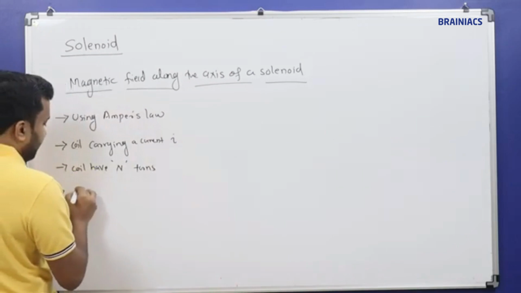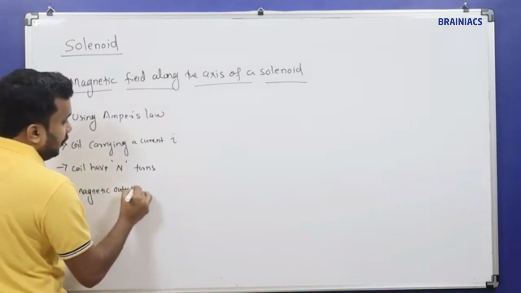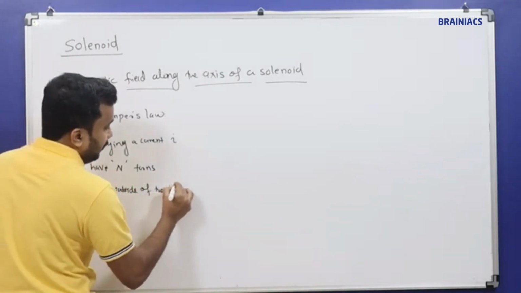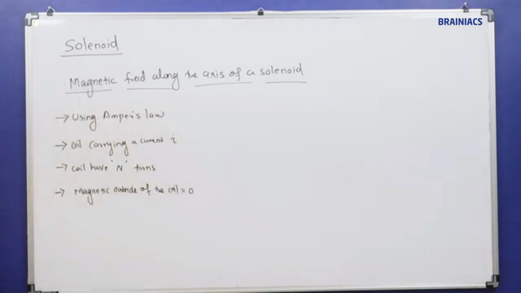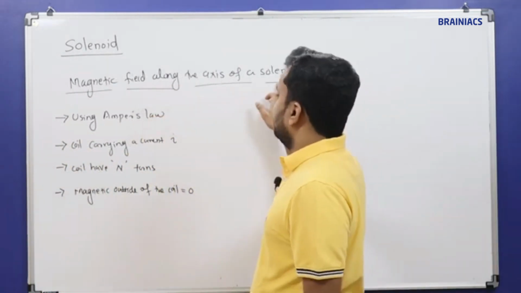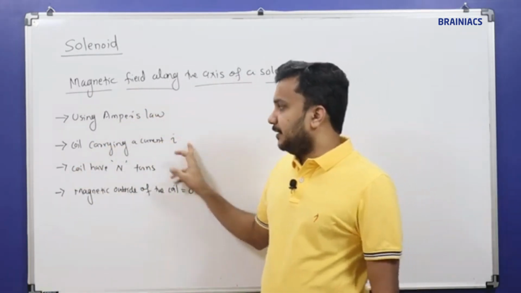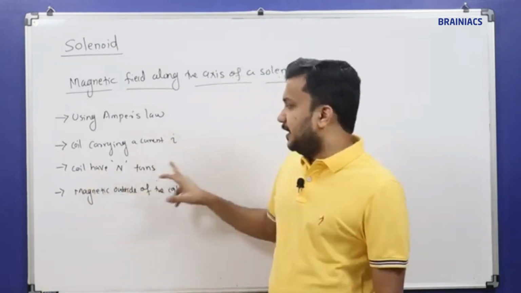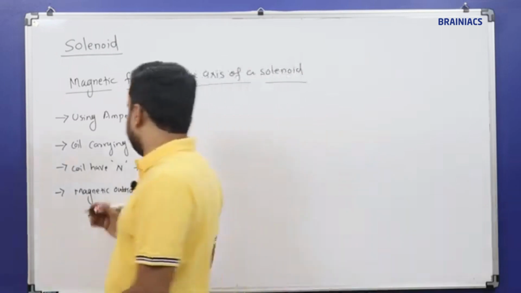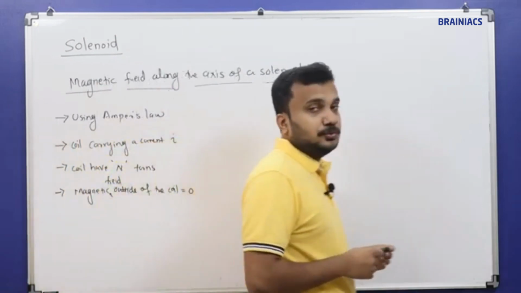And the magnetic field outside of the coil is equal to 0. So these are the few assumptions or parameters we are taking care of while we find the magnetic field along the axis of a solenoid using Ampere's law: the coil carries a current of I ampere, the coil has n number of turns, and the magnetic field outside of the coil is equal to 0.